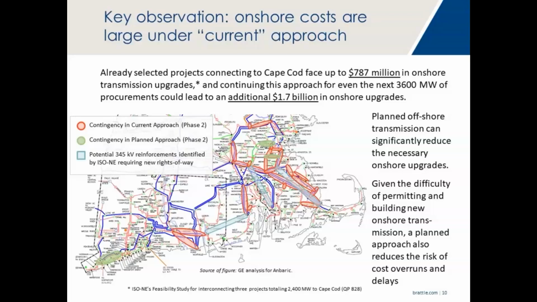But what we found in this study was that through an unplanned approach, the next 3,600 megawatts might trigger about $1.7 billion in onshore transmission upgrades. And that need for upgrades can largely be avoided by choosing more appropriate interconnection points or more favorable interconnection points, such as in the Boston area rather than down directly near the coastline.